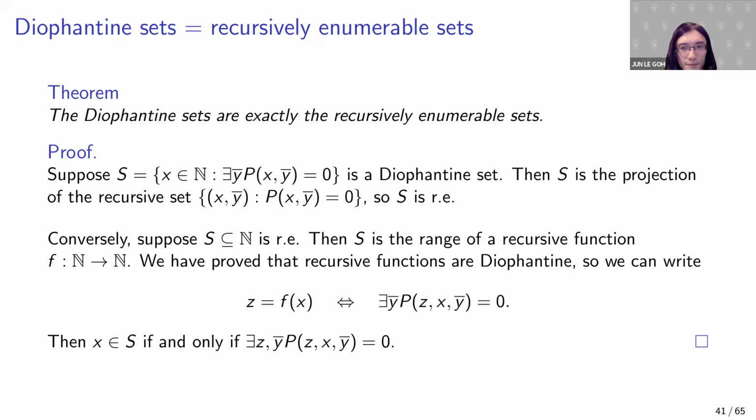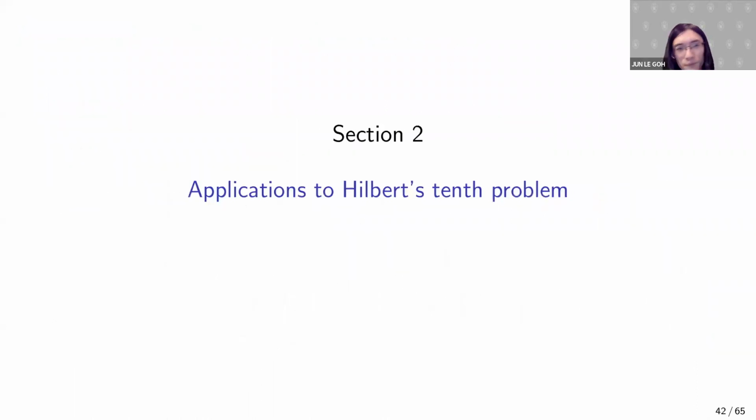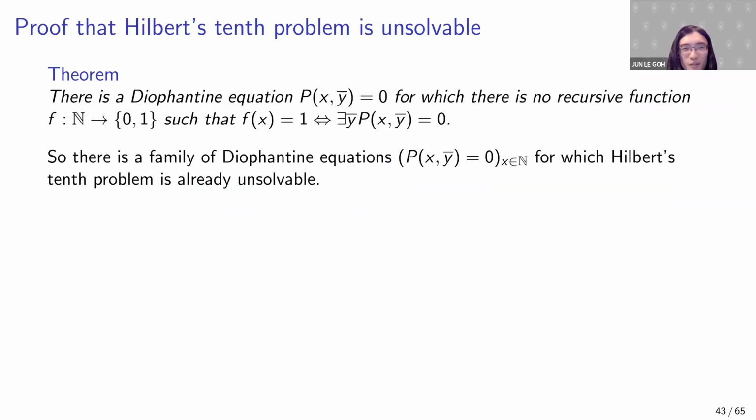All right, so now let's go back to Hilbert's 10th problem, finally. Section 2, applications to Hilbert's 10th problem. The main theorem here about Hilbert's 10th problem is that it is unsolvable. And in fact, it is unsolvable in the following way. There is a single Diophantine equation P such that there is no recursive function that solves it.